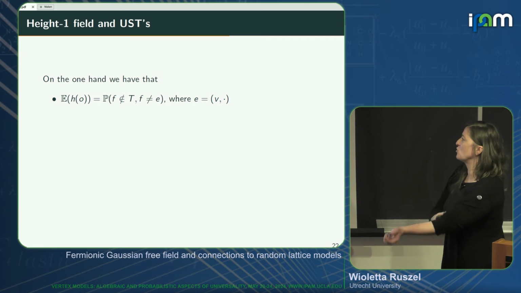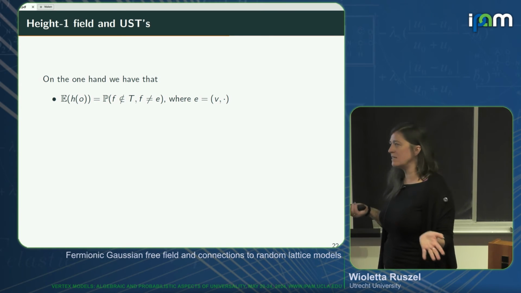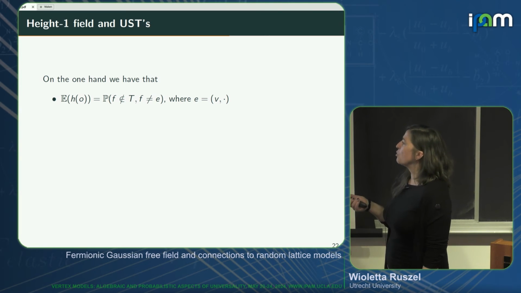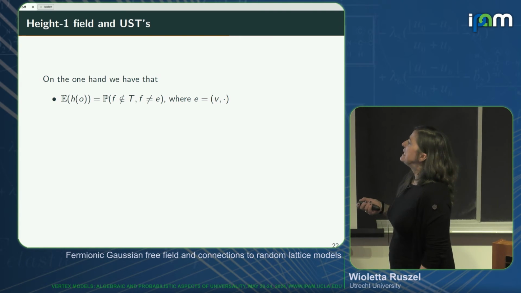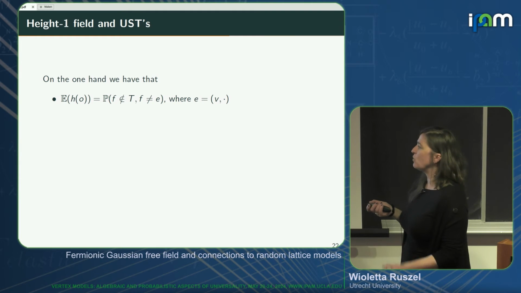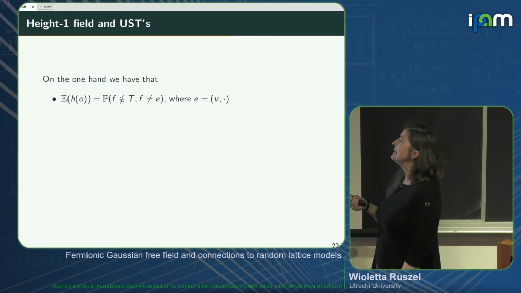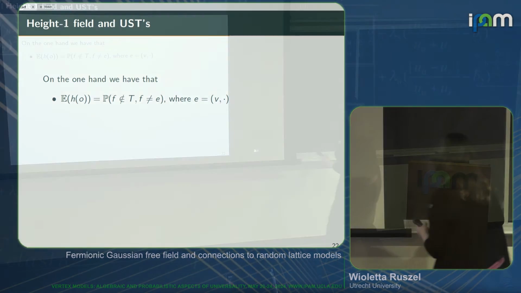Okay, so let's put them together. On the one hand, let's take the simple case that I'm just looking at the origin. I'm looking at the probability that at the origin I have one particle. There's a very nice theorem which is telling you that this probability you can express in terms of spanning trees.